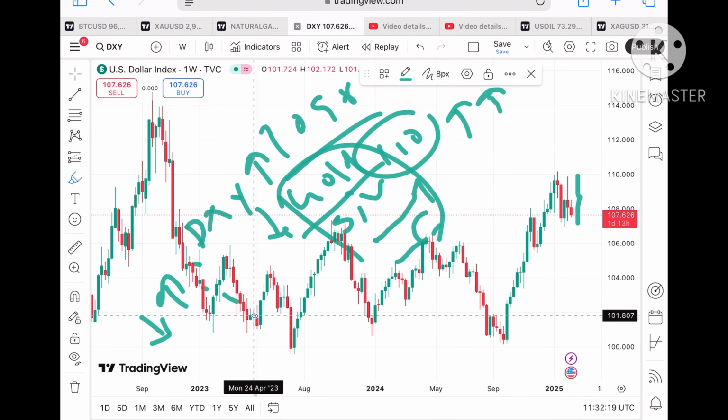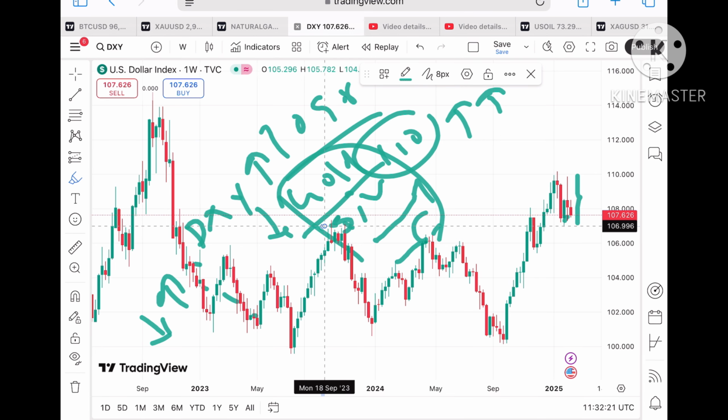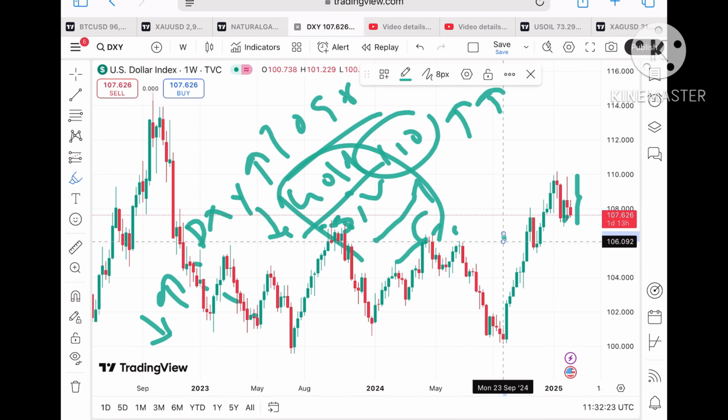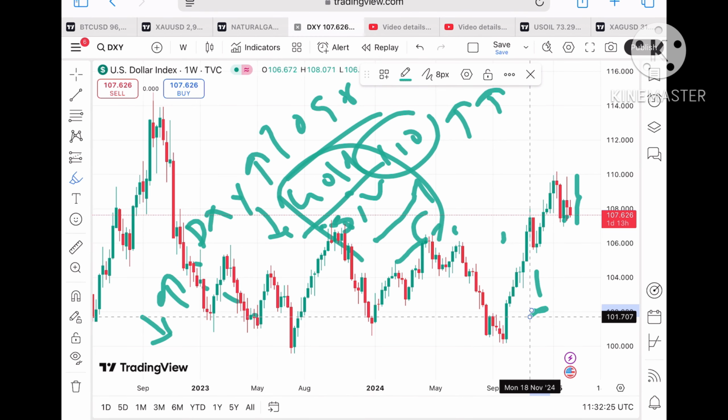Now coming back, if the price started falling below this level, we can see a further fall towards 106.5 to a level of 106 and then a further low.